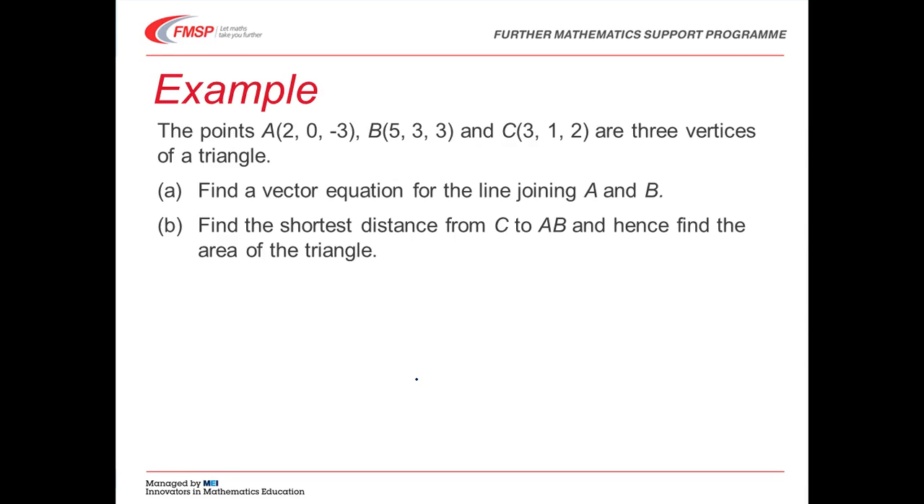The easiest way to deal with this is to look at an example. I've got 3 points which are the vertices of a triangle. The first thing I'm asked to do is to find the vector equation for the line joining AB. So first of all, I'll write down the vector AB. From A to B, that's (3, 3, 6).